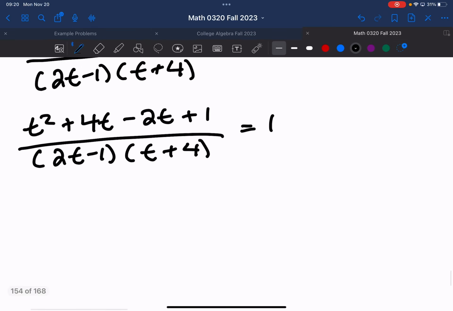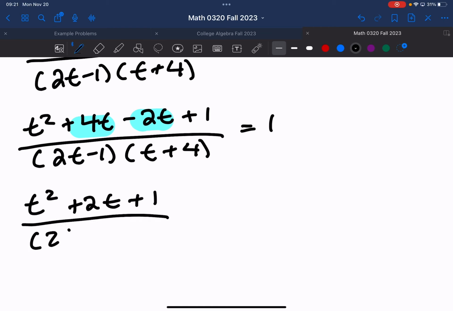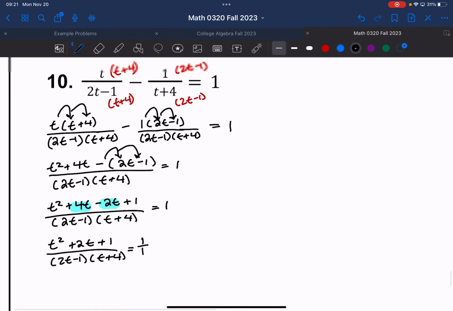And then our last part here is I need to combine the like terms of 4t and negative 2t to give me a positive 2t. So t squared plus 2t plus 1 over 2t minus 1 t plus 4 is equal to 1, but I want my 1 to be a fraction, so I would write 1 over 1. So this is that first step. I'm just getting my two fractions that were on the left side to have a common denominator so I can have one fraction. Okay, I only want one fraction.